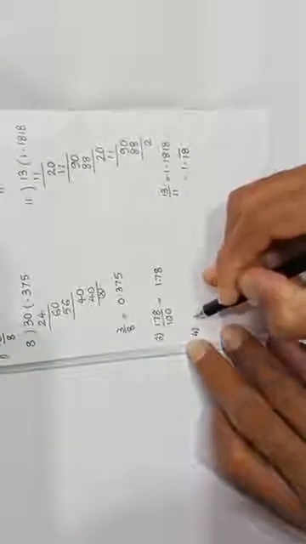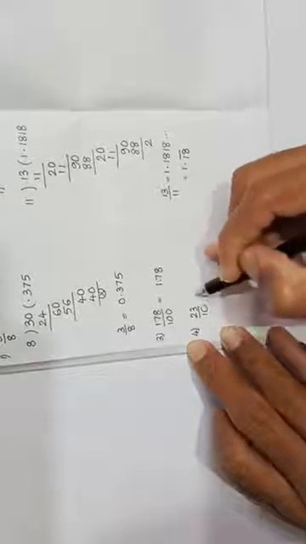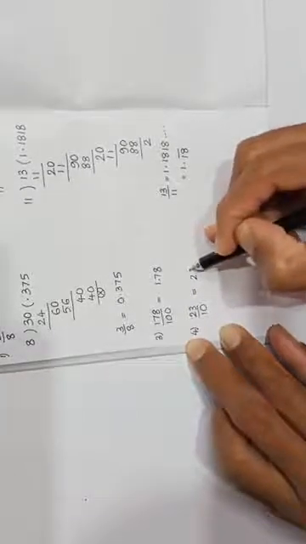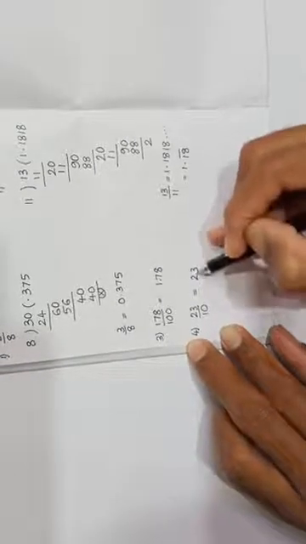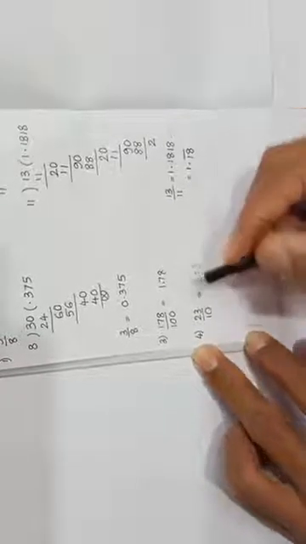Suppose I am taking 23 by 10. Here also the denominator is 1 followed by a 0, so simply write down 23. One 0 means 1 digit after the decimal, so we get 2.3 as the decimal form.